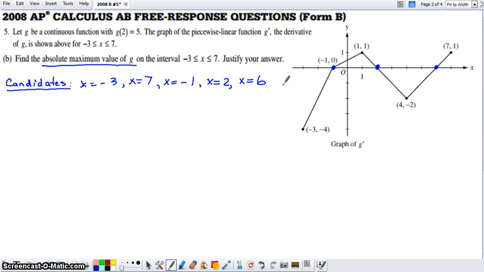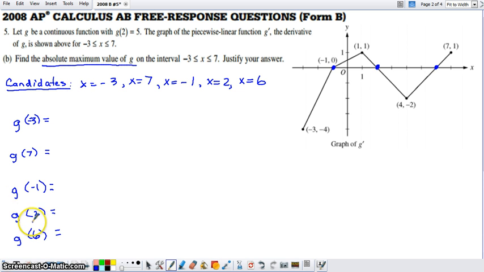To figure out which one actually gives the absolute max, what we're going to do is figure out what our function value is at each of these locations. So I want to know what g of -3 is. I want to know what g of 7 is. I want to know what g of -1 is, g of 2, and g of 6. So if we know that our absolute max has to happen at one of these x's, if we can figure out what the function value is at each of these x's, we're going to be able to answer pretty simply and pretty easily.